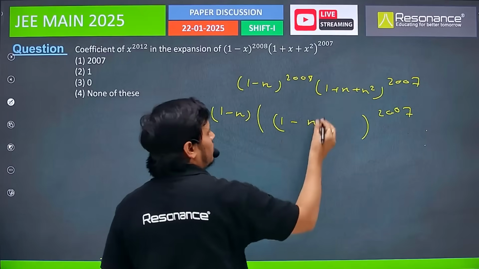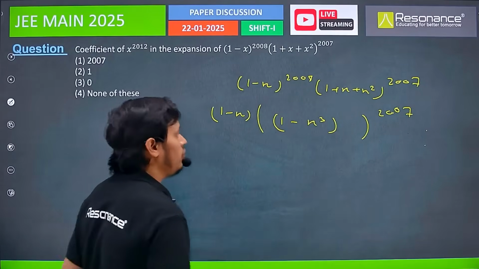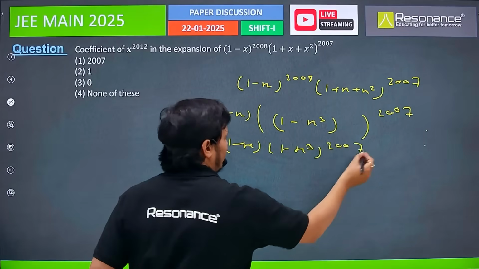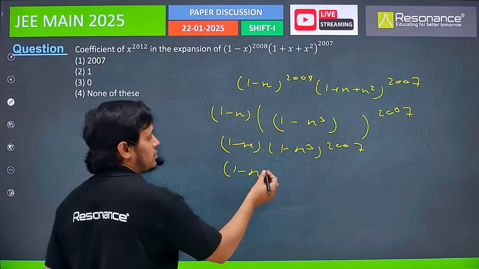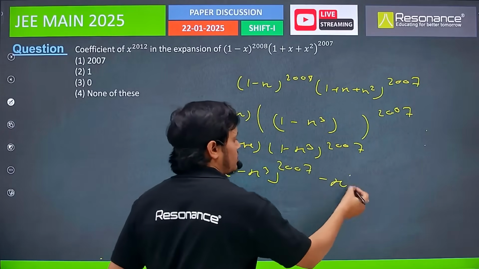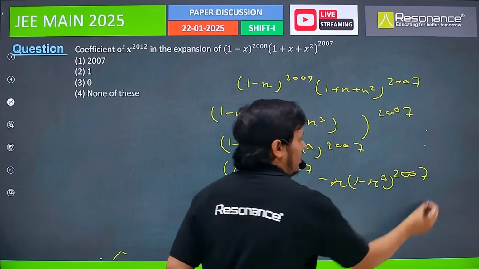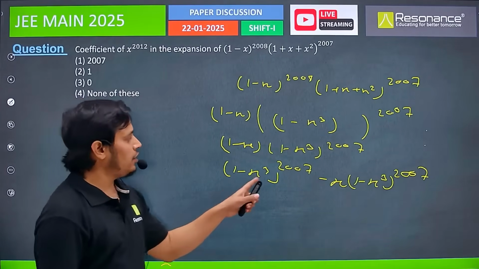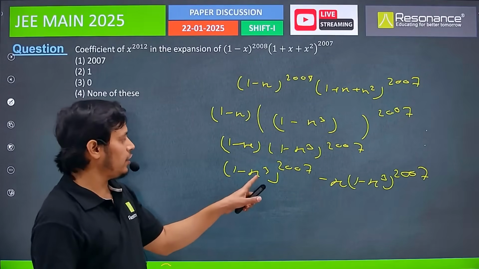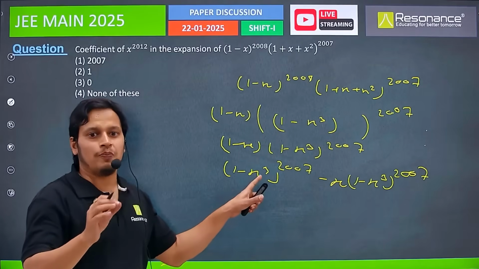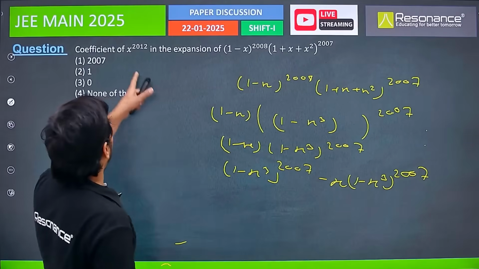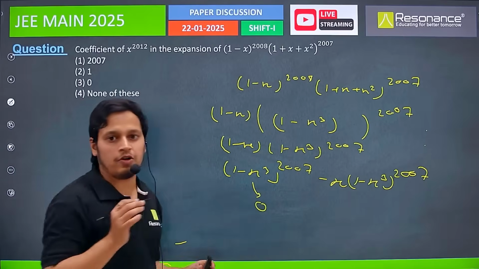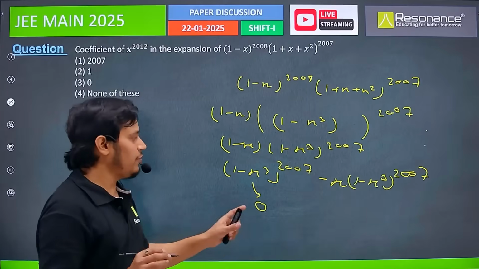a minus b, a square plus ab plus b square, is a cube minus b cube. Now here you got (1 minus x) into (1 minus x cube) power 2007. I am multiplying both separately, so (1 minus x cube) power 2007 minus x into (1 minus x cube) power 2007. What do we want? We want the coefficient of x power 2012. See, if you write any term, here it will always be x cube power something, so the power of x will always be a multiple of 3, and 2012 is not a multiple of 3. So from this one, the coefficient of x power 2012 will be 0.